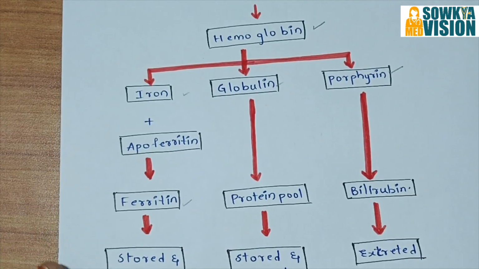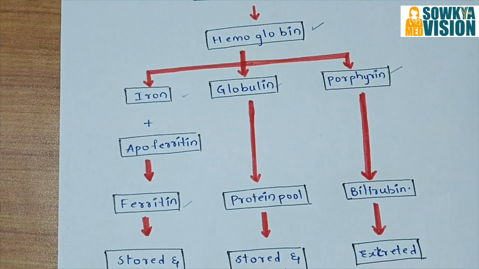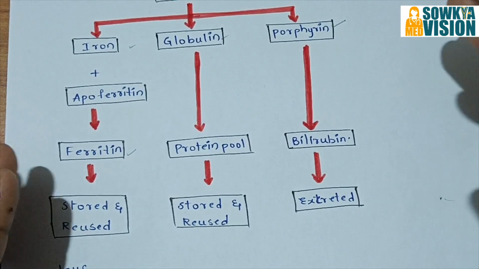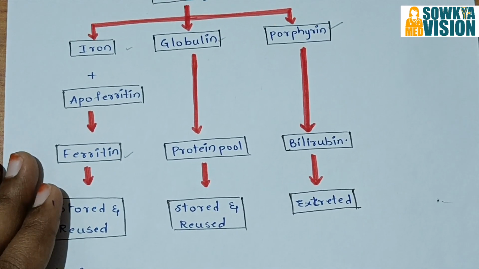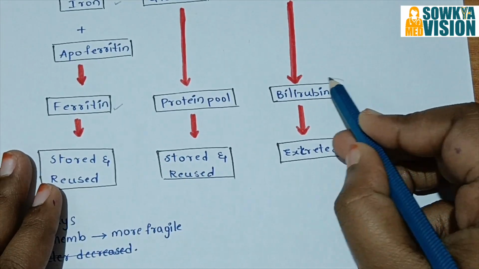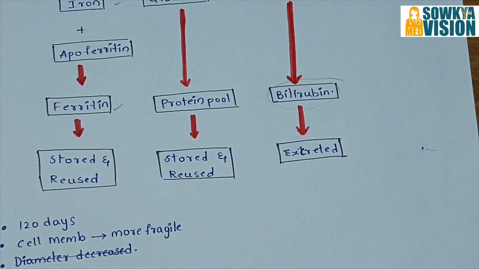Now another component is what? Globulin. As I said, globulin is a protein, so it is restored and used for further functions. And the third component is what? Porphyrin. This porphyrin is converted into bilirubin, and this bilirubin is excreted out by the liver through bile.